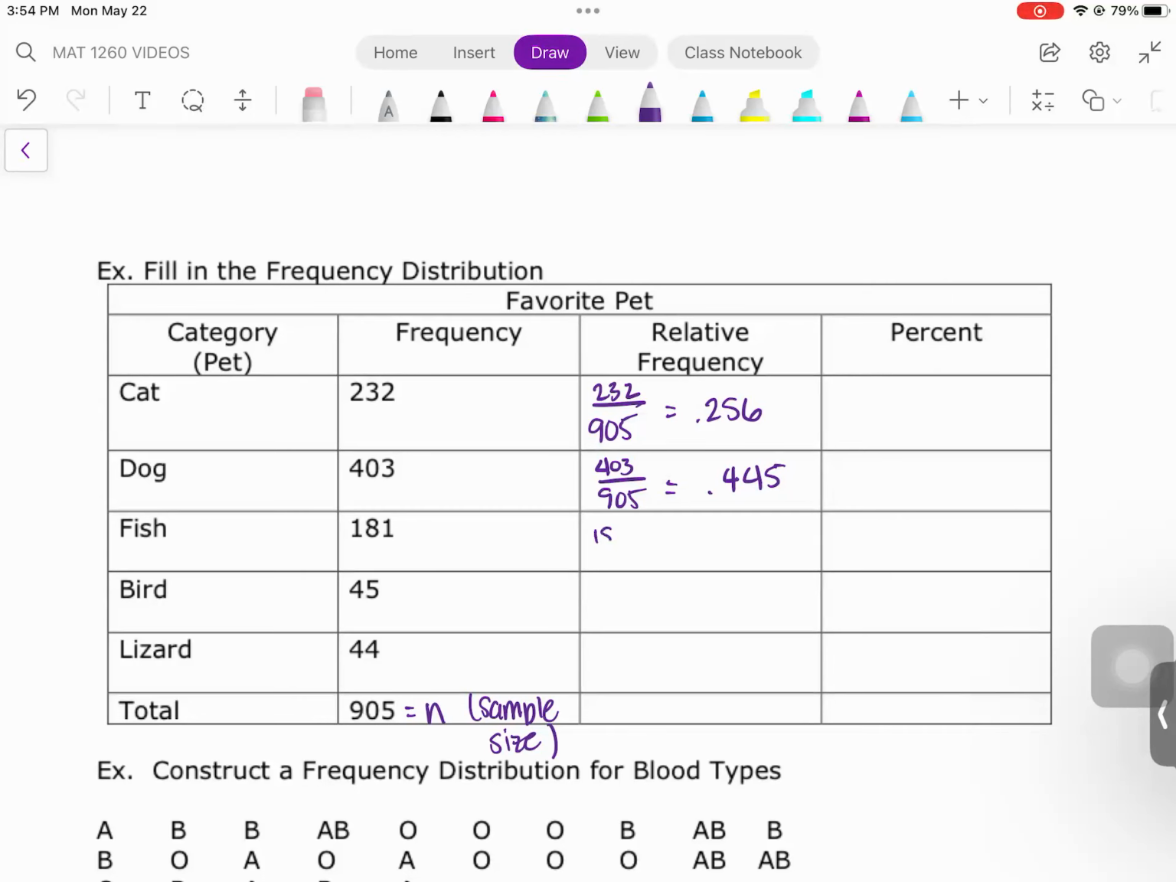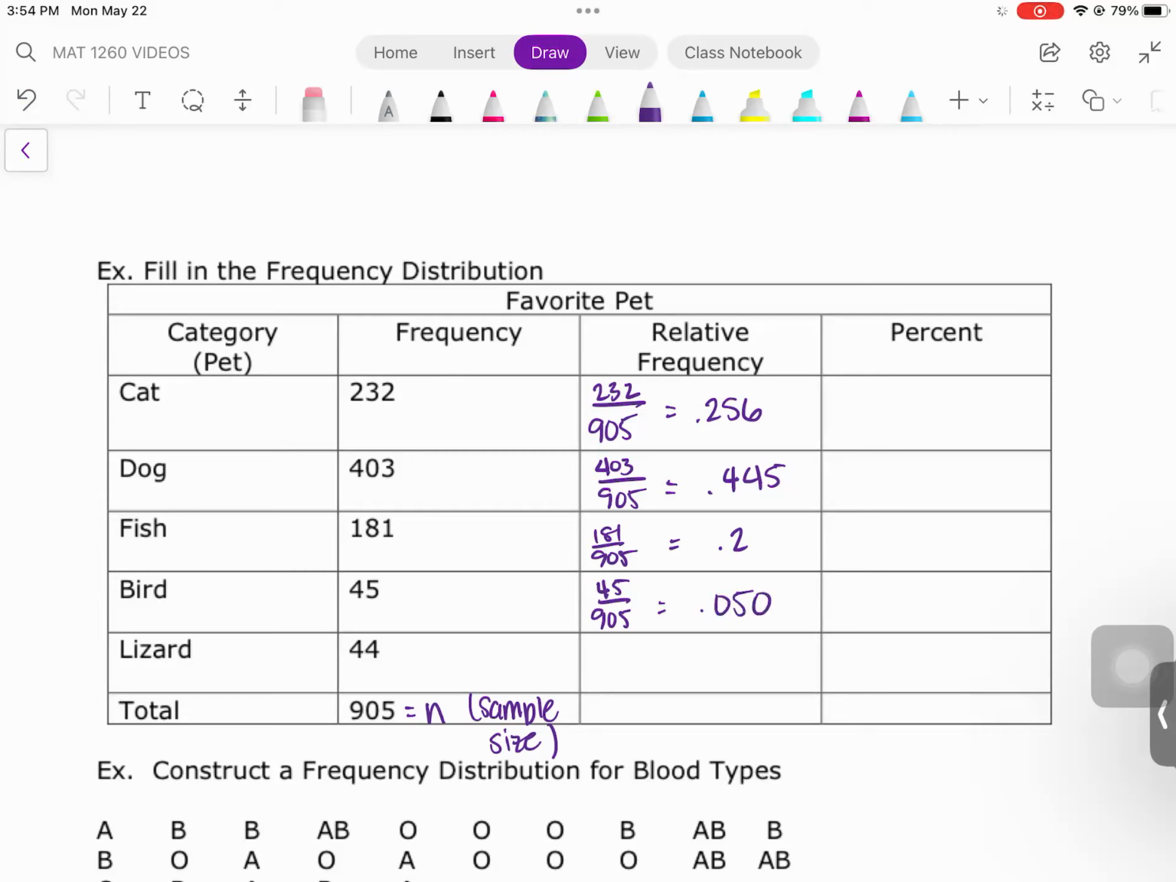For fish, 181 divided by 905, rounded to 3 decimal places, is 0.2. And it's an exact decimal, so we don't need to add any additional zeros. The next is 45 divided by 905, which when we round this, we get 0.050.